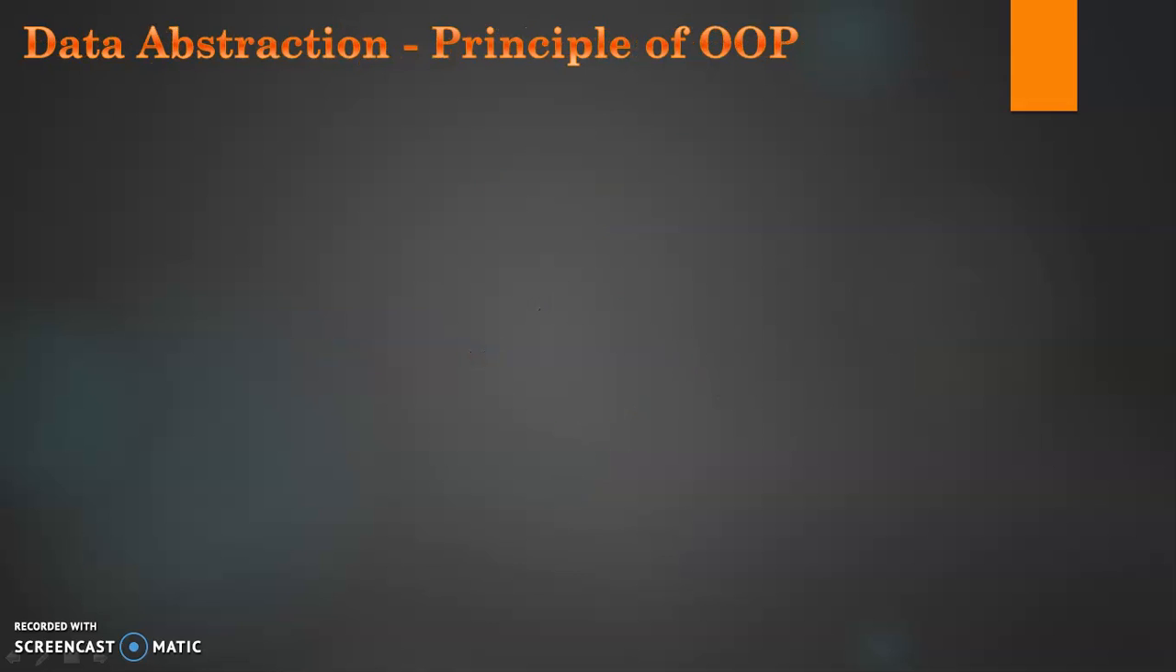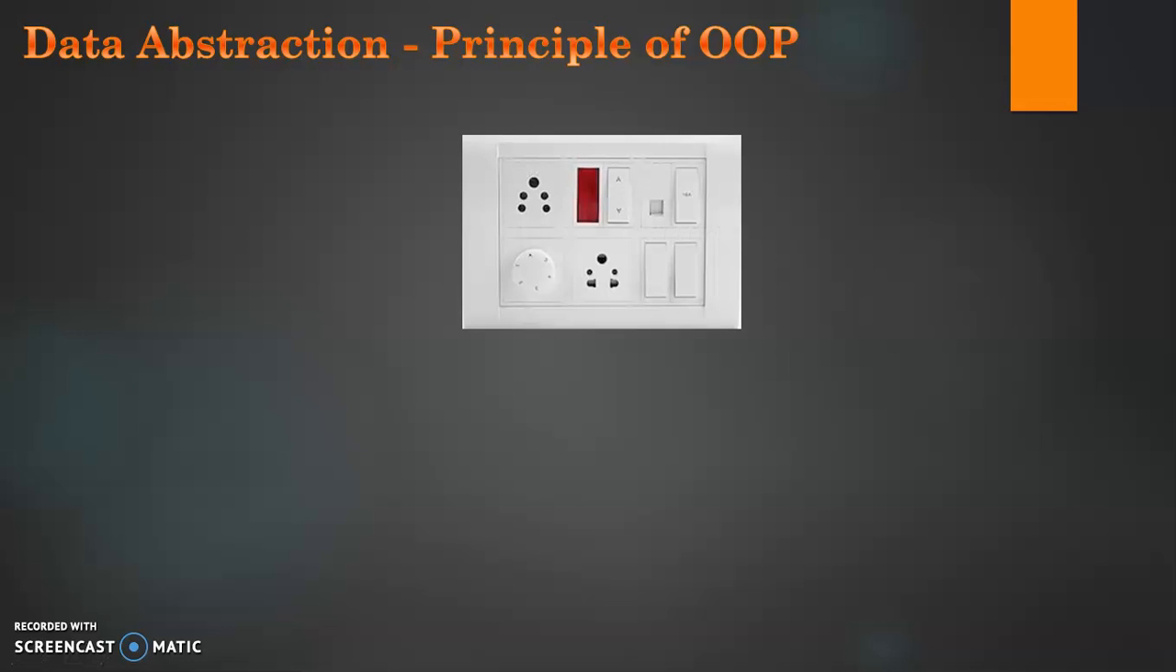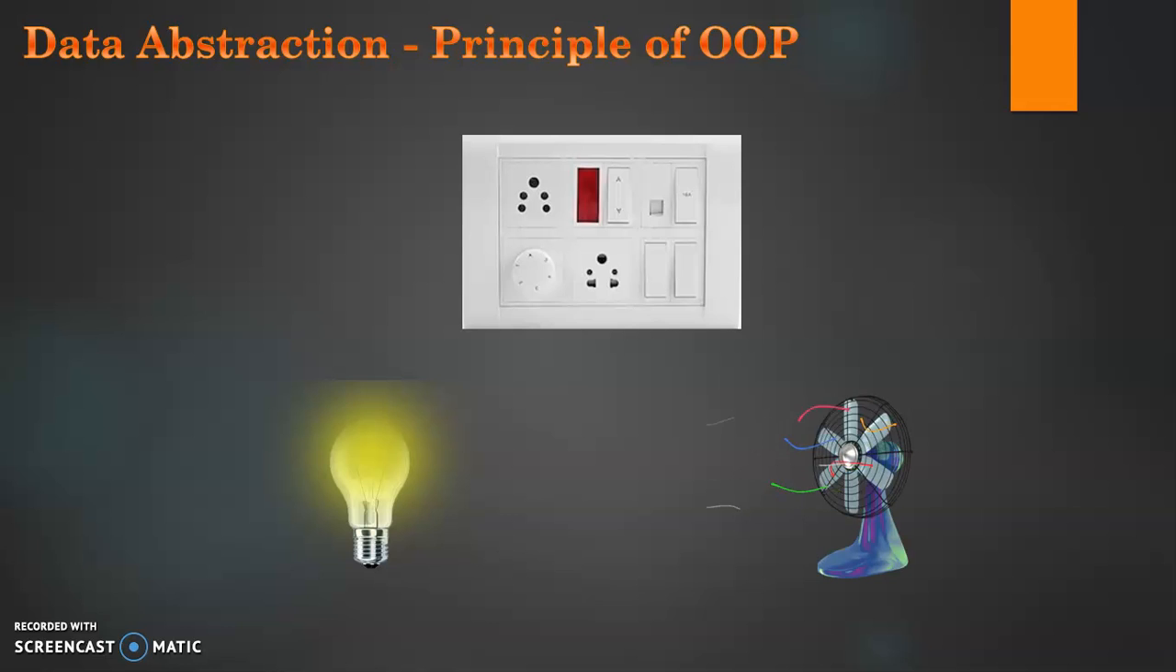The first one is data abstraction. In real life situations, you might have noticed that you need not know the details of the technologies to operate a system or a device. For example, take this switchboard. When you switch on a particular switch on the board, it may glow a bulb or rotate a fan. You are not bothered about how the wires are connected in the switchboard to make the bulb or fan operational.